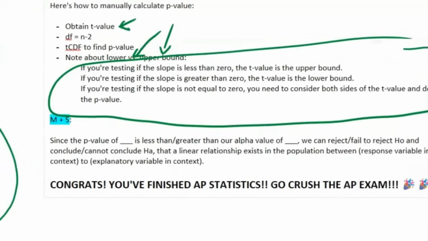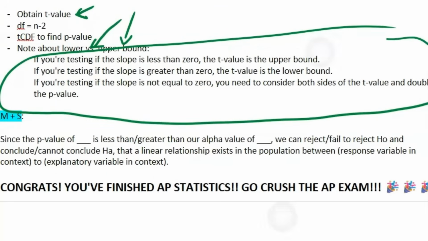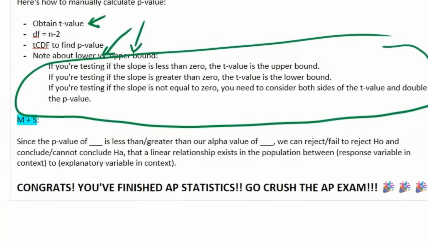All right, for the conclusion, since the p-value of blank is less than or greater than our alpha value of blank, usually that's given as well, or if it's not given, just assume it's 0.05. We can reject or fail to reject H0 and conclude or cannot conclude Ha that a linear relationship exists in the population between your two variables. Guess what? In context. That's right. Always state everything in context.